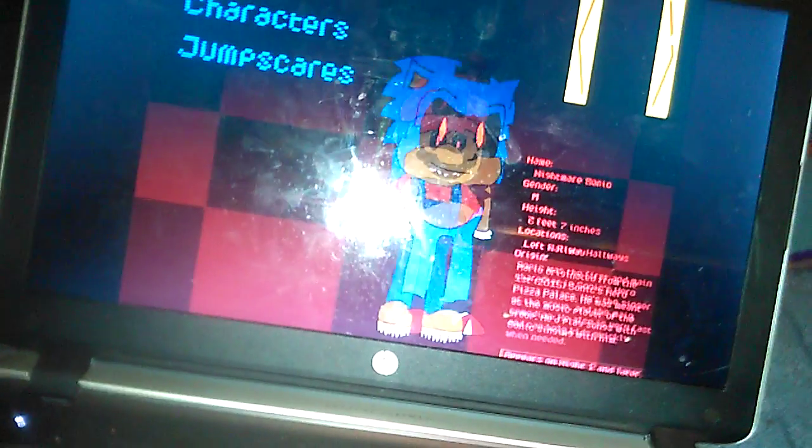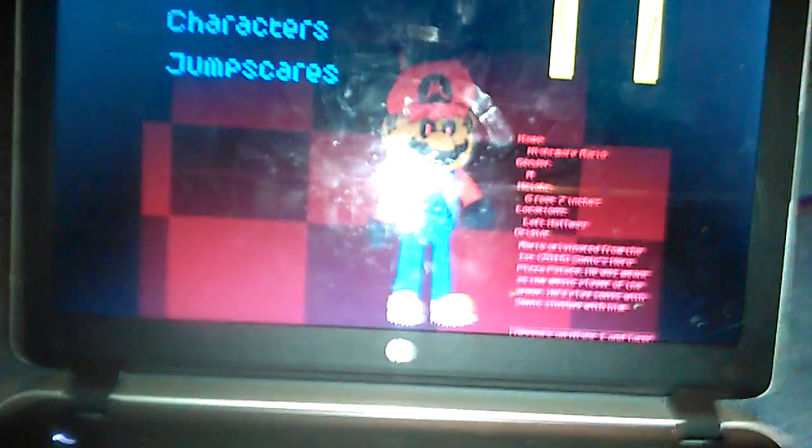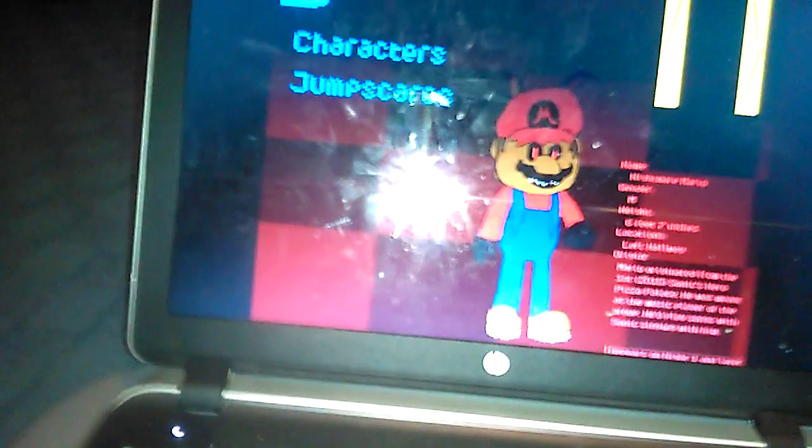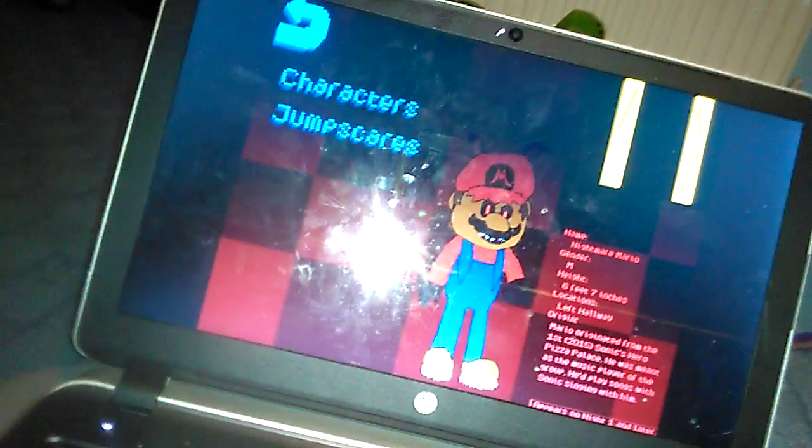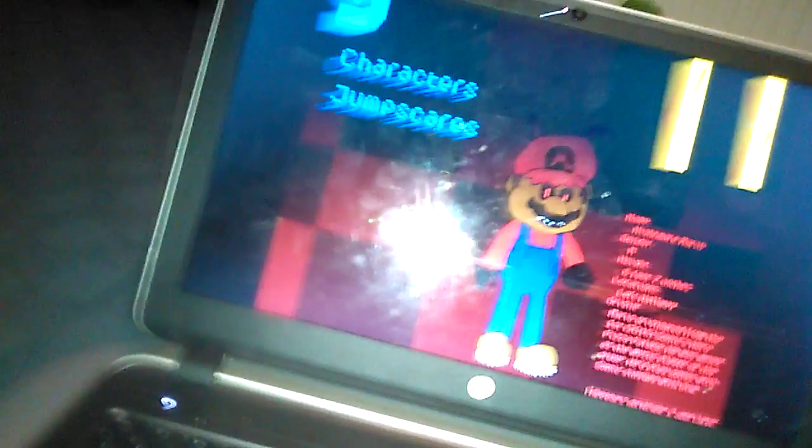So here are the extras. We have Nightmare Sonic, gender male, height 7 feet. And locations left and right hallways, appears night two and later. Then we have Nightmare Mario, gender male as always. I don't know how Mario could be a girl, I mean, with that bushy moustache. Then locations left hallway, appears night one and later.